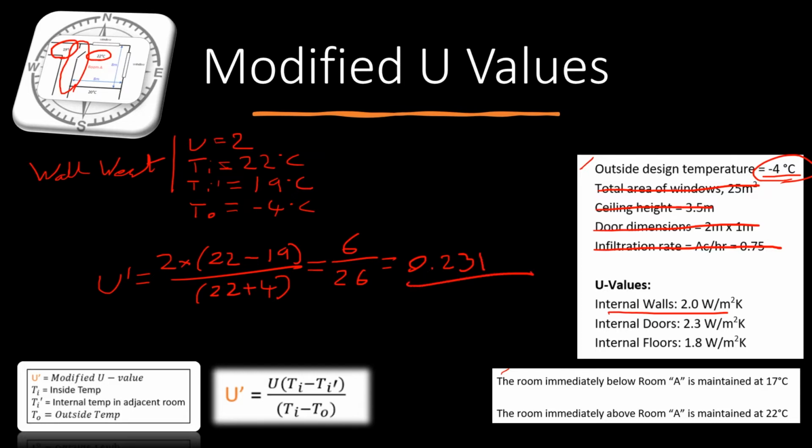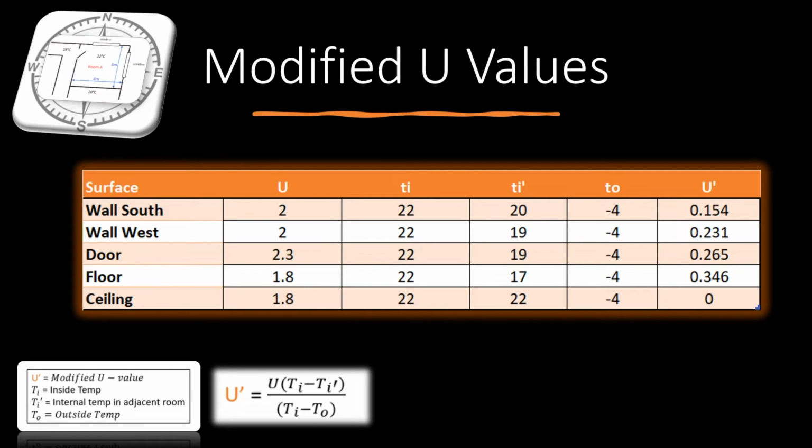Cool, there we go. And that's my modified U value for the west wall. So we've got our west wall that we just calculated, which has our modified U value of 0.231. The south wall has come out as 0.154. Notice the U values were not the same for the south and west wall.